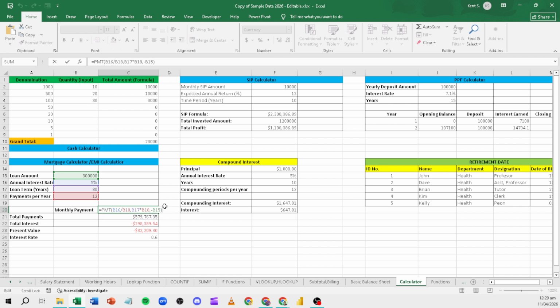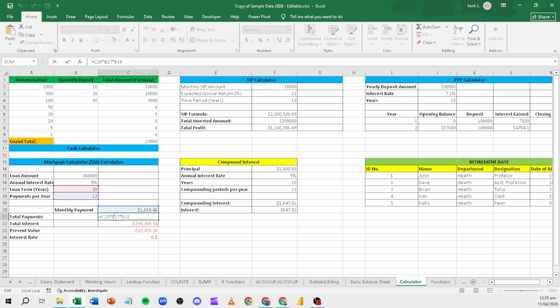Now calculate the total loan cost. Multiply the monthly payment by the total number of payments. That's your payment per period times loan term times payments per year. If your payment shows as a negative number, you can simply multiply by -1 to display a positive total. This number helps you see how much you'll pay over the entire life of the loan.